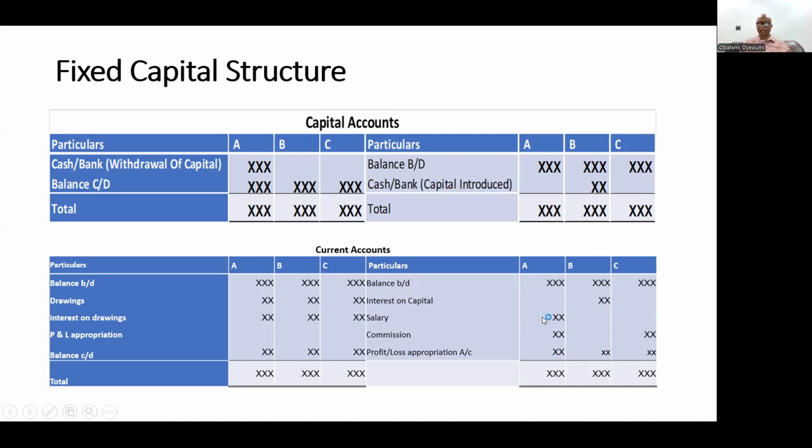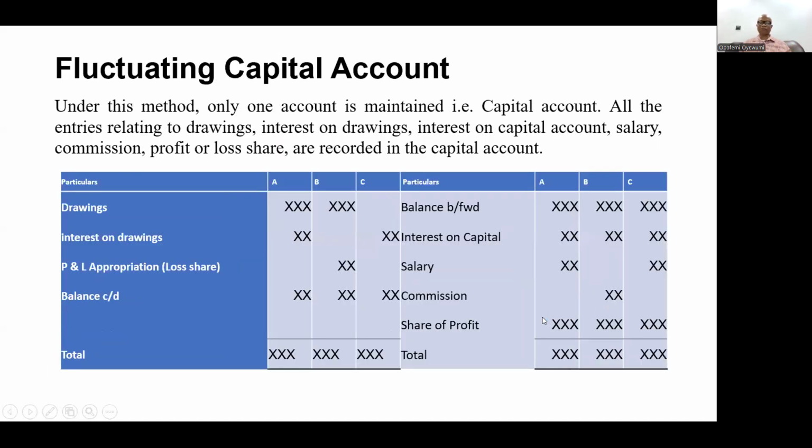Let's look at the next one, which is fluctuating. Under this method, only one account is maintained. One capital account is maintained. All the entries relating to drawings, interest on drawings, interest on capital, salary, commission, and the share of profit or loss are recorded in the capital account. Everything will be in the capital account.